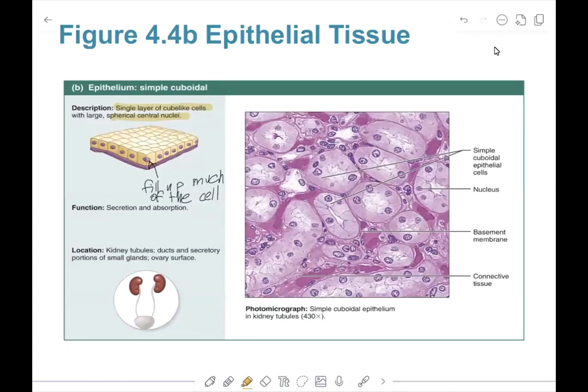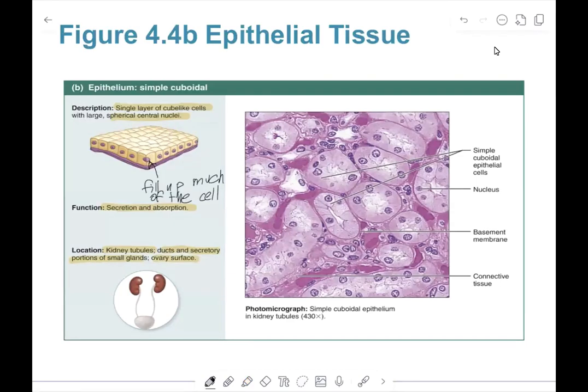Its function is going to be secretion and absorption. I like to think of these cells acting like a sponge. A sponge can absorb dirt and water that's on your counter, but you can also wring it out, and that would be secretion. So the location we find this is in the kidney tubules, ducts, and secretory portions of small glands, as well as the ovary surface.